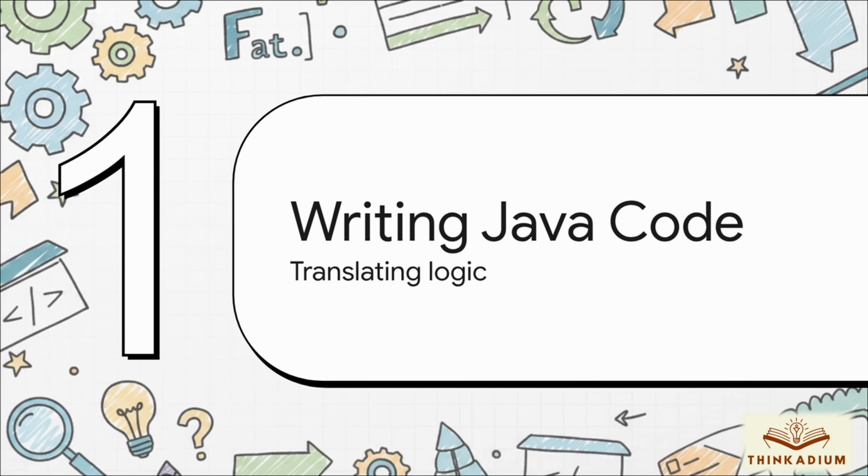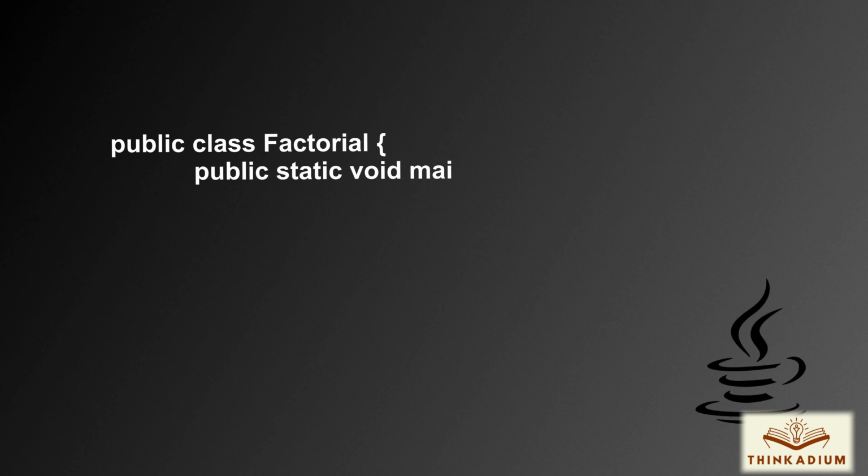Section 3, writing the Java code, translating logic to syntax. All right, step 1 is building the outer shell of the program. We declare our class with public class Factorial, and right inside that we place our public static void main method. Why is this so crucial? Well, for absolute beginners out there, this main method is the exact starting point where Java begins executing your code. It's the front door.